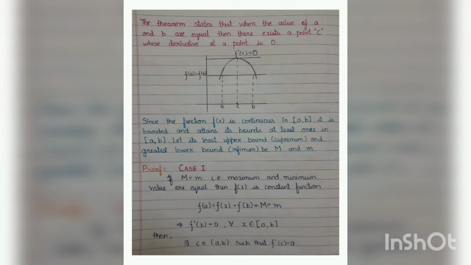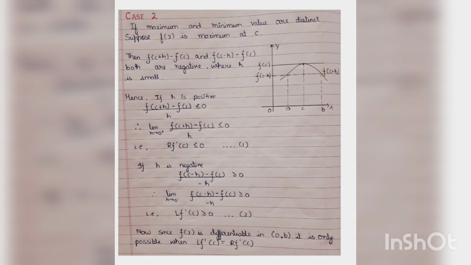Now we will consider case 2, where capital M and small m are both distinct values, that is, the maximum and minimum values are distinct. Suppose f(x) is maximum at c, then f(c+h) - f(c) and f(c-h) - f(c) are both negative, where h is small. Here is a graph. You can see the value of f(c) is greater than the values of f(c-h) and f(c+h), and whenever we subtract a greater value from a lower one, we always get a negative sign.